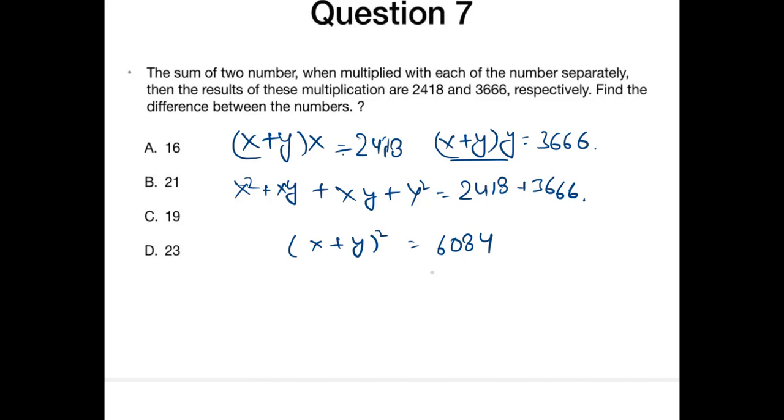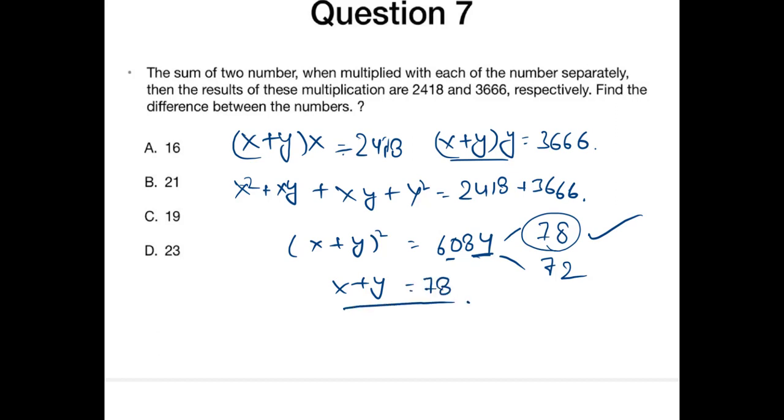So the square root. As I already told you, the same technique: just take the square. The end digit could be either 8 or 2, so it could be 78 or 72. The nearest square is 7 times 7, 49, and 7 times 8 is 56, so it's going to be 78. So x plus y is going to be 78.